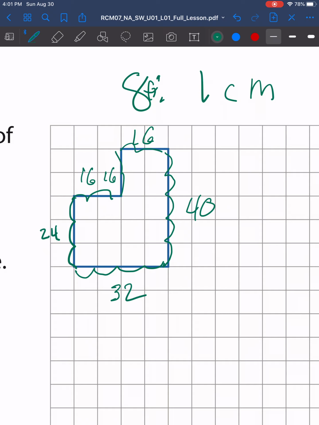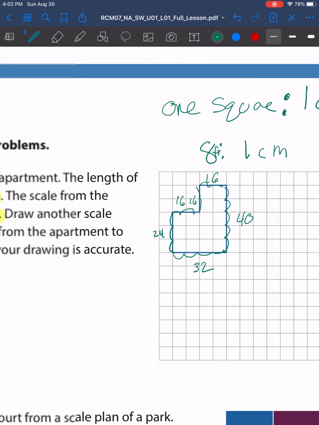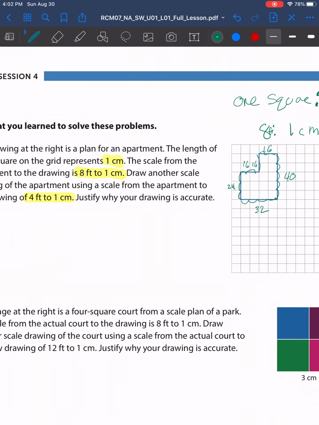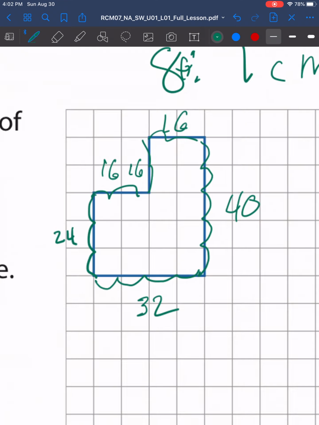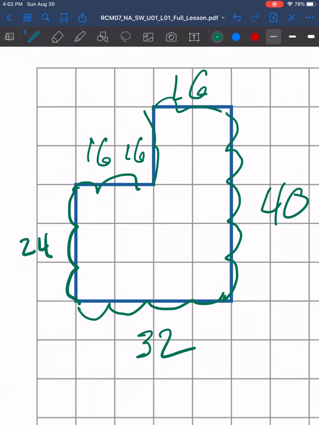Now, knowing that, pretend this is real life and that's one big apartment. How do I go from big to small? I go from big to small by dividing. Okay? My new scale factor is 4 to 1. Take my big apartment building and divide each of the lengths by 4. Okay? I'm going to do it in a different color so that we can tell the difference.